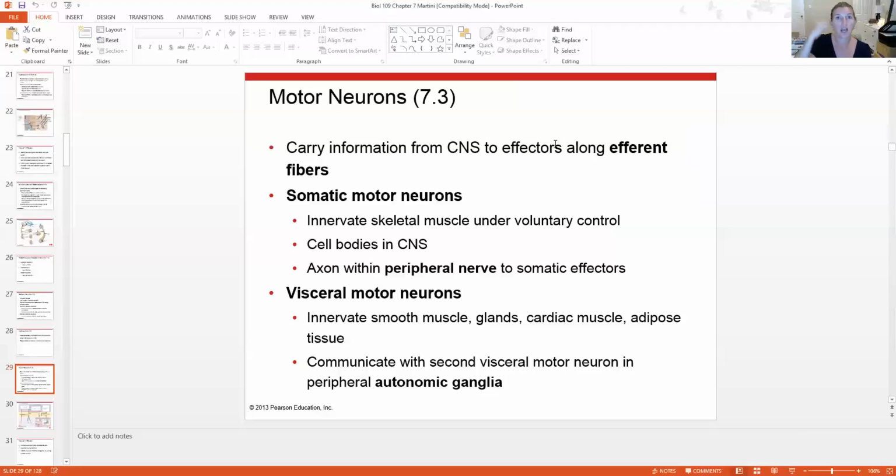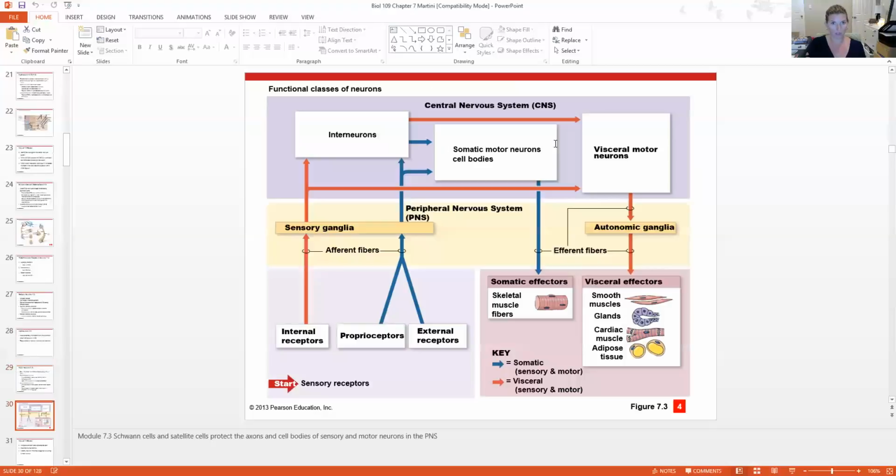You can imagine how long the fibers have to be to go from your lower vertebrae, or your lower parts of your spinal cord, I should say, all the way down to your toes, right? So these efferent fibers are very, very, very long. There's also visceral motor fibers. These visceral motor fibers go to smooth muscles, they go to glands, they go to your heart, they go to your adipose tissue, and they communicate with something called the autonomic ganglia. And we'll be learning all about these things as we go.